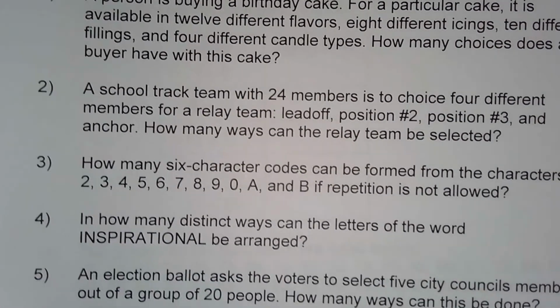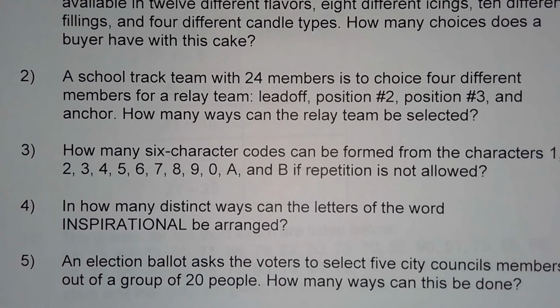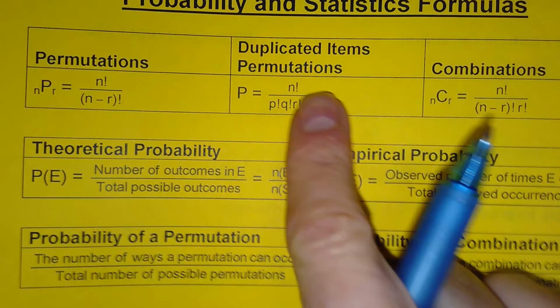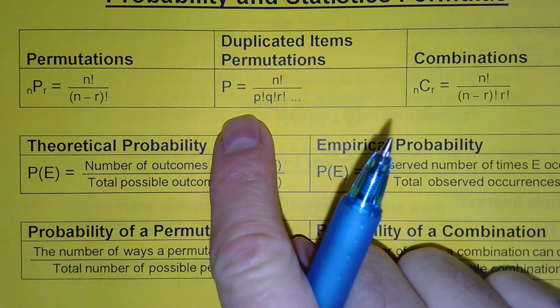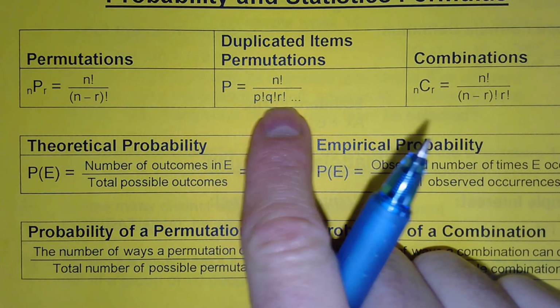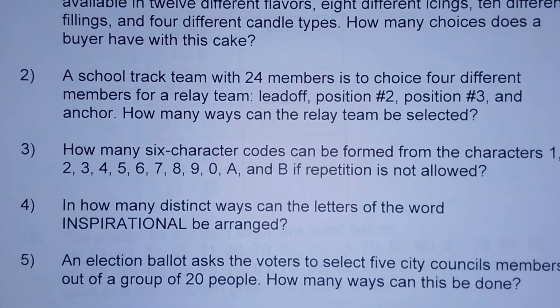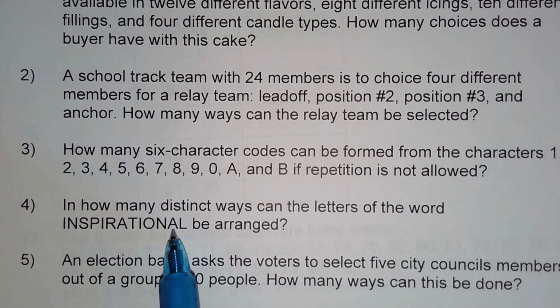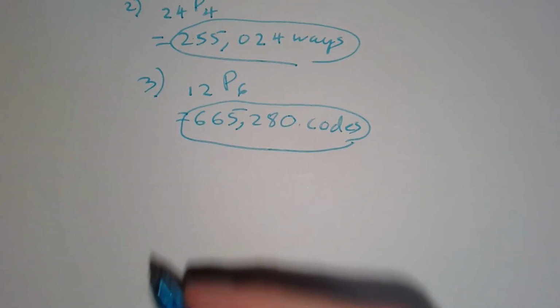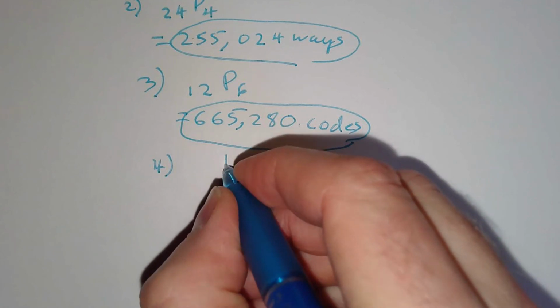Let's try number 4. How many different ways can the letters of the word inspirational be arranged? So you want to remember this is a duplicate items permutation. So it's going to be n factorial over basically how many times each of those letters repeat. So we're going to first count the number of letters in inspirational. We have 1, 2, 3, 4, 5, 6, 7, 8, 9, 10, 11, 12, 13. So we have 13 letters. So that's going to be our numerator, 13 factorial.